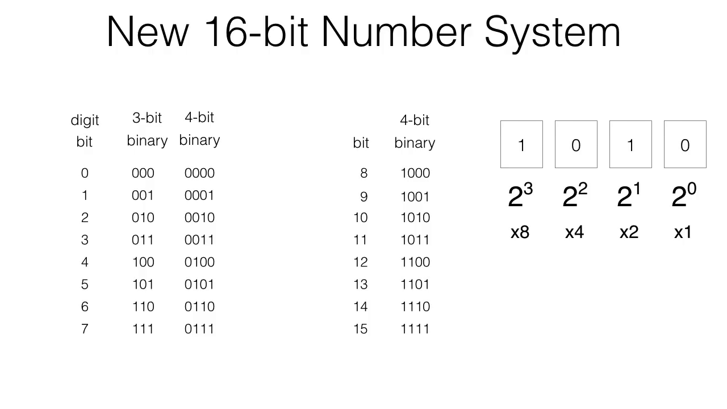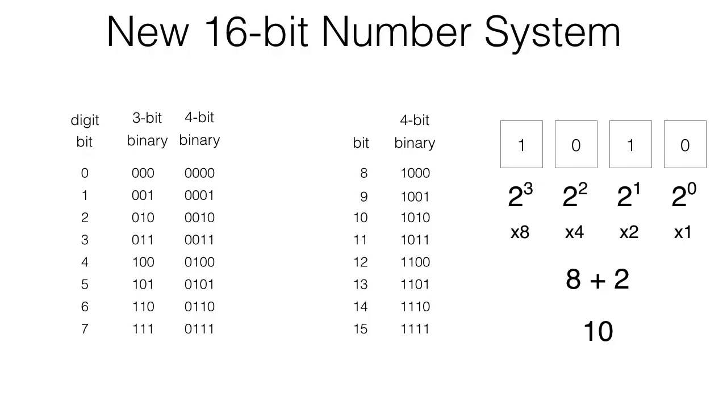So 8 plus 0. Next one would be 1 times 2. So that would be 2. So I got 8 plus 0 plus 2. And 0 would be times 1, so it would be 0. So I'd get 8 plus 2, and that's 10. So 10 is my base 10 or decimal version of that.